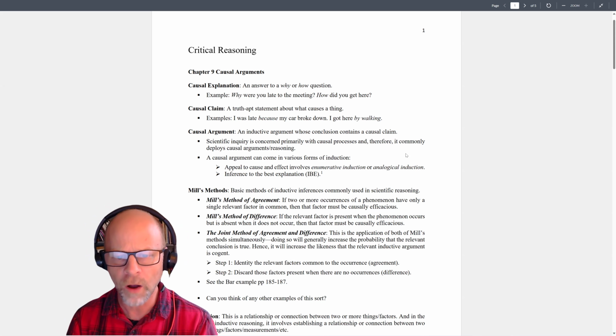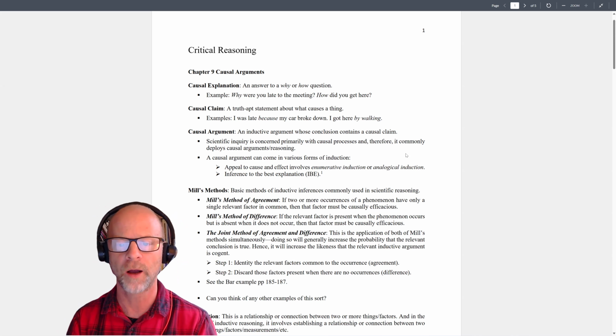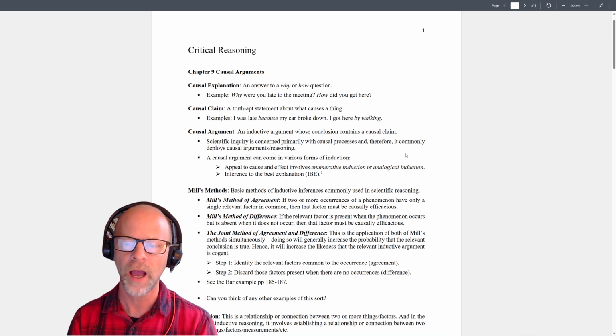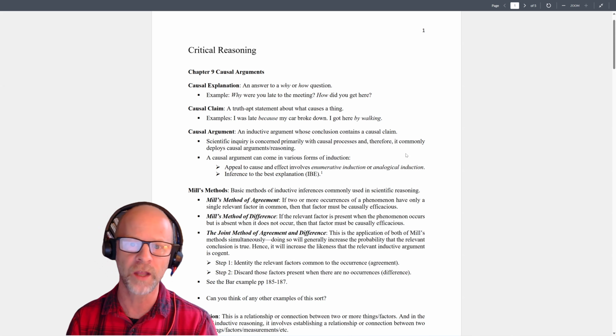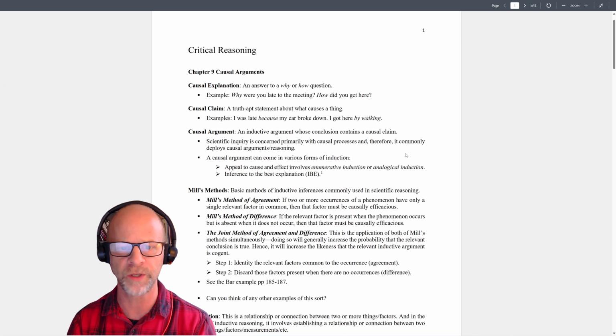So, a causal argument then can come in various different kinds of forms. We've already seen previously how this can happen with enumerative induction as well as analogical induction. And in future modules, we'll also consider inference to the best explanation. So those are some of the main ways in which we find causal reasoning, causal arguments deployed.